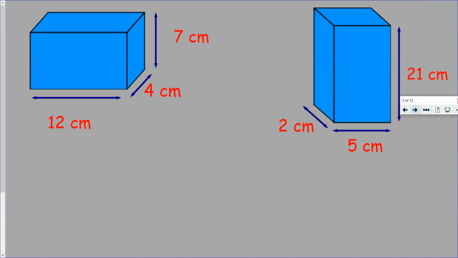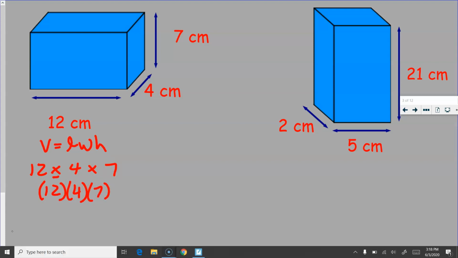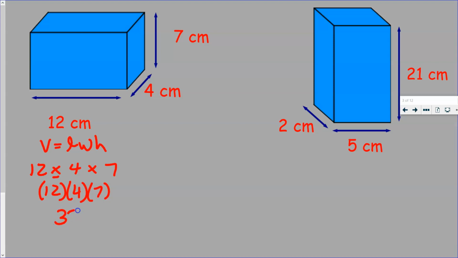So let's do a few here. First thing you want to do is actually write that formula every time. Okay, length times width times height. And you're just going to take those numbers and plug them in. It's a good idea to get into the right habit of putting the right number at the right spot. Width is 4, height is 7. Okay, you can also write it like this. We've got 12 times 4 times 7, which is 336 centimeters cubed.